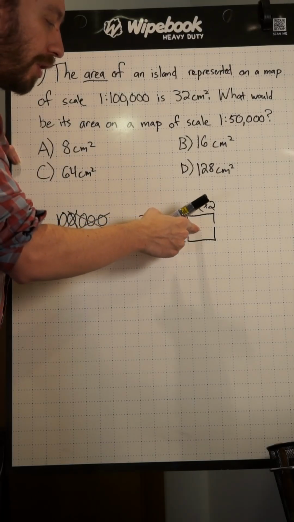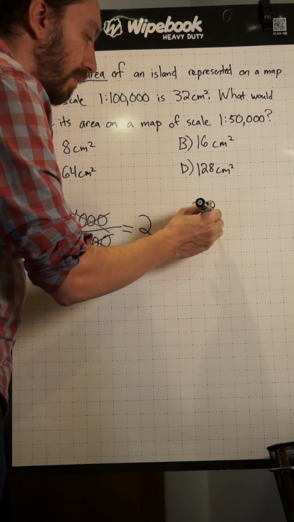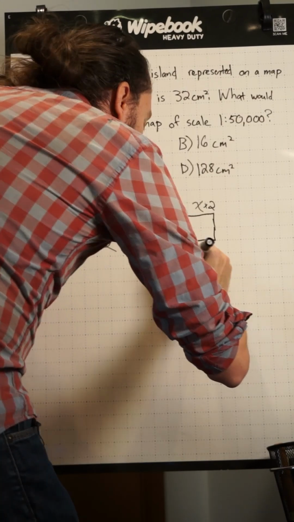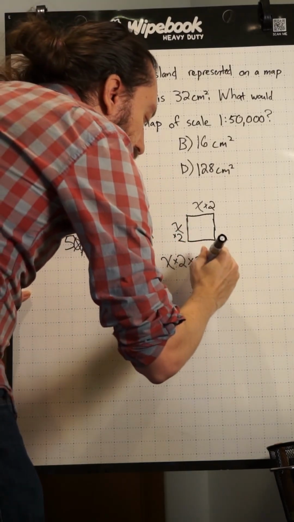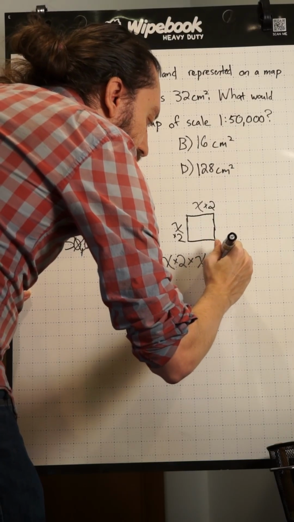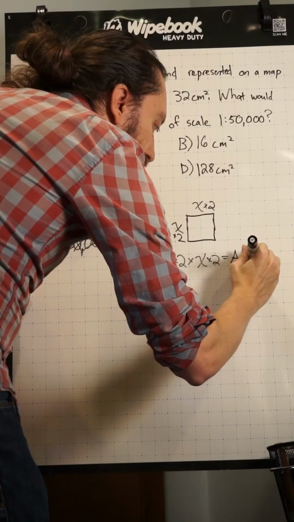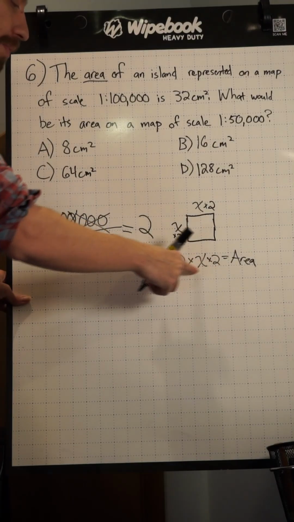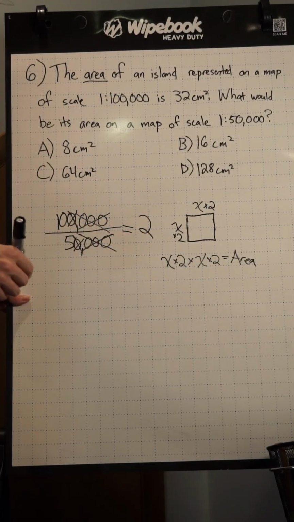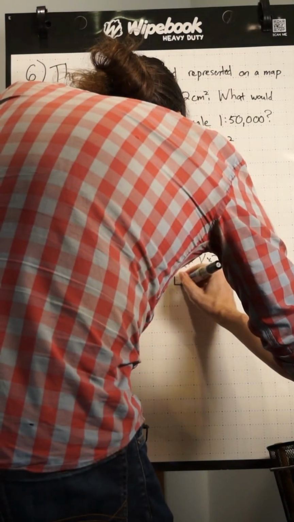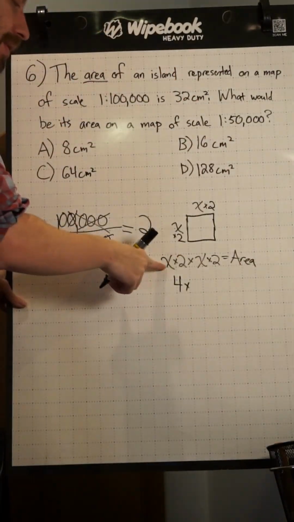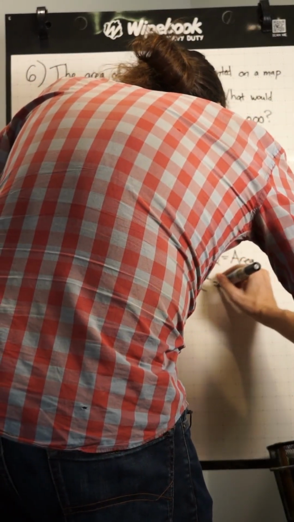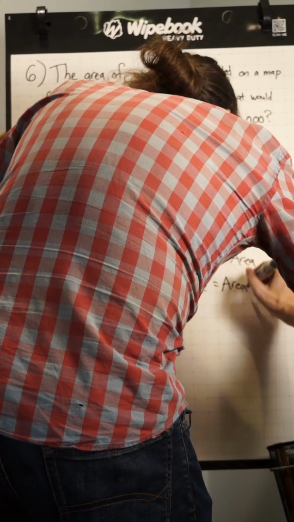So to be able to find this one in the middle, it would be this side, x times 2, times x times 2. This will give us our new area. So this is how we can think of it. If we want to simplify this one, we have 2 times 2. 2 times 2 is what? Is 4. Times x times x will give us what? Will give us 4x squared. This is our new area that we want.